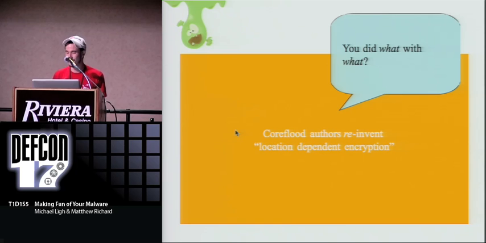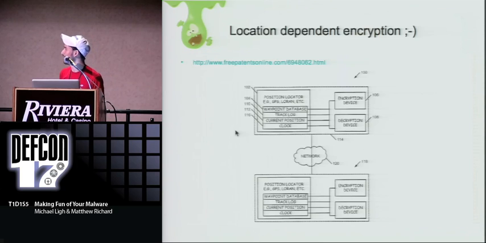The next one is called You Did What with What? I was trying to think of a term that described the way Coreflood's encryption worked, and I came up with location-dependent encryption. And I wondered, has somebody else already written a paper about this? Maybe I can Google for it. And I found a hit on the US patent website where someone has actually submitted a patent for something called location-dependent encryption.